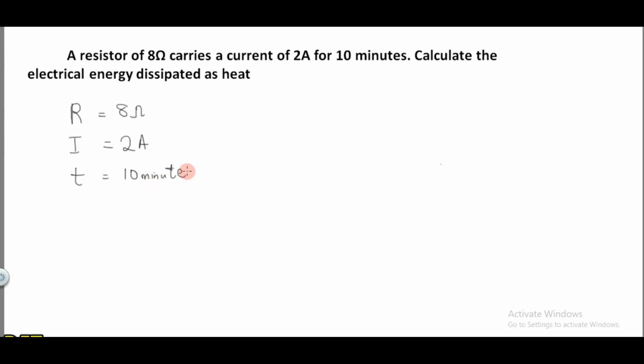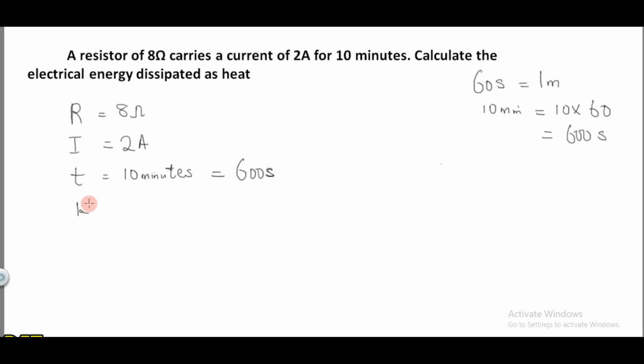So I will convert this 10 minutes to seconds. So I know that 60 seconds, right, is equal to what? 1 minute. So therefore, 10 minutes will be equal to what? 10 times 60, right? So 10 times 60 will give me what? 600 what? Seconds. So 10 minutes is equal to 600 seconds. So this is equal to 600 what? Seconds, right? Calculate the electrical energy dissipated as heat.